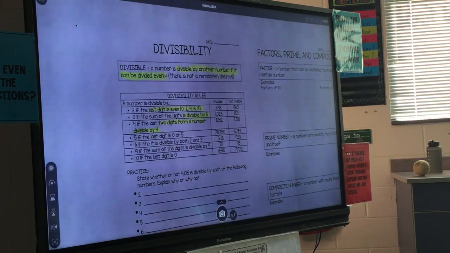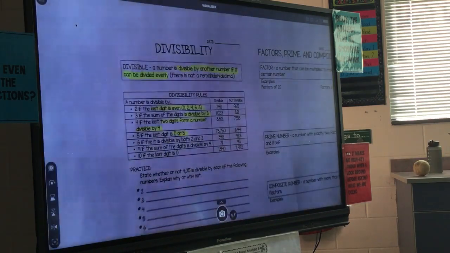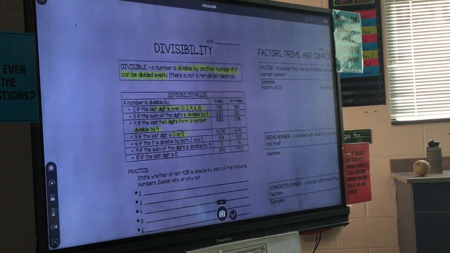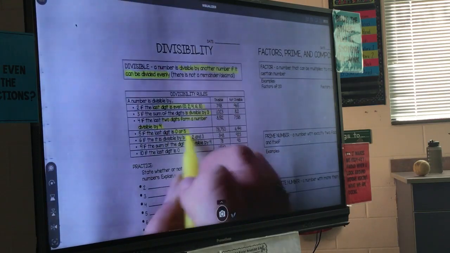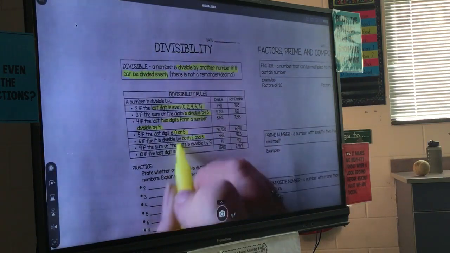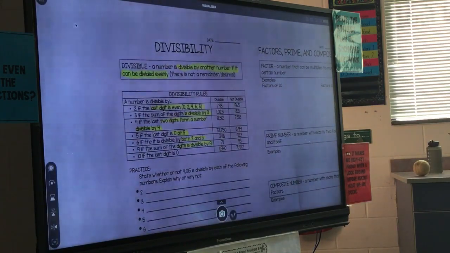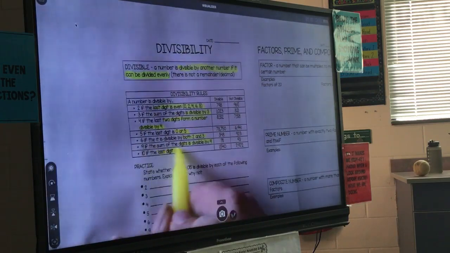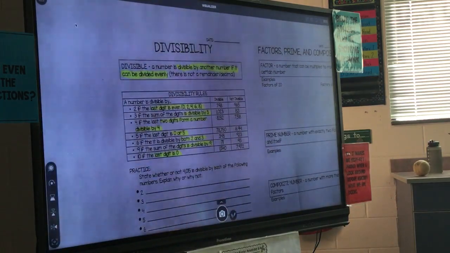All right. Obviously, everybody should know 5. It's either a 5 or a 0. A number is divisible by 6 if it's divisible by both 2 and 3. 7 and 8 are not on here. 9 is divisible if the sum of the digits is divisible by 9. And 10 if the last digit is a 0. Okay, so just a little cheat sheet. We're not going to go super in-depth with this, because it's something you should have already learned, so it's just a review.